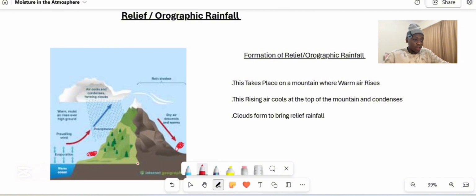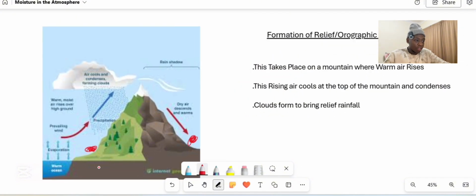As you can see in my diagram, we have warm air rising from the ocean, from the sea. As this warm air rises, it will cool because, as you know, the higher you go, the colder it gets. When it cools, it will what? It will condense. A simple definition for condensation is just when warm air simply turns into clouds. Yes, you can just put it like that.